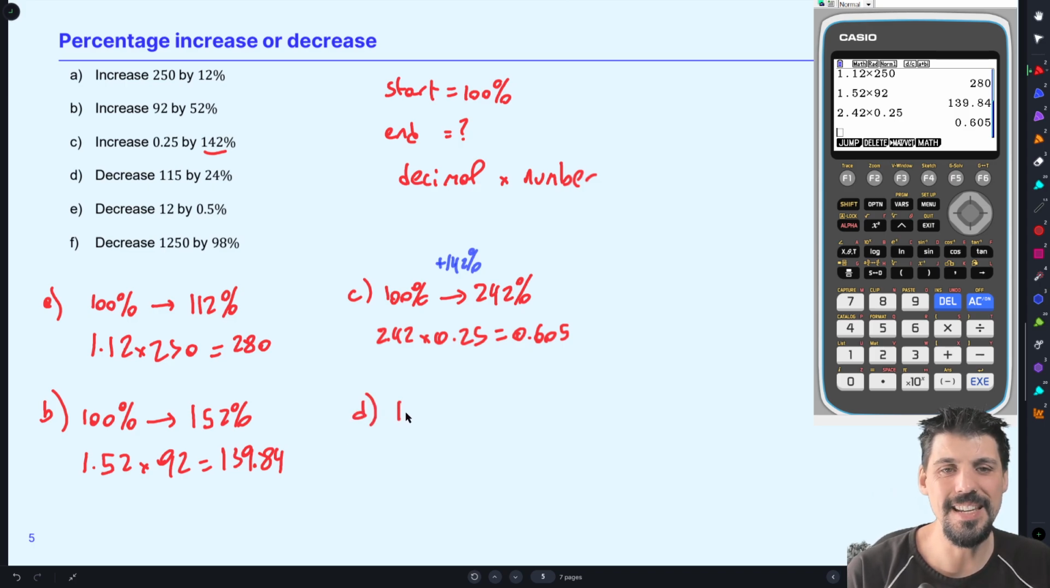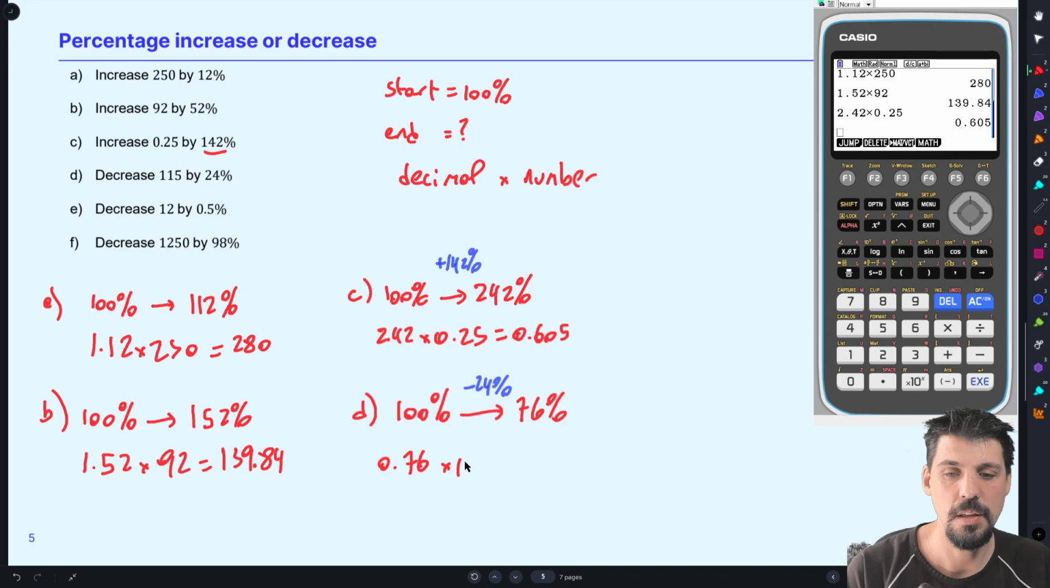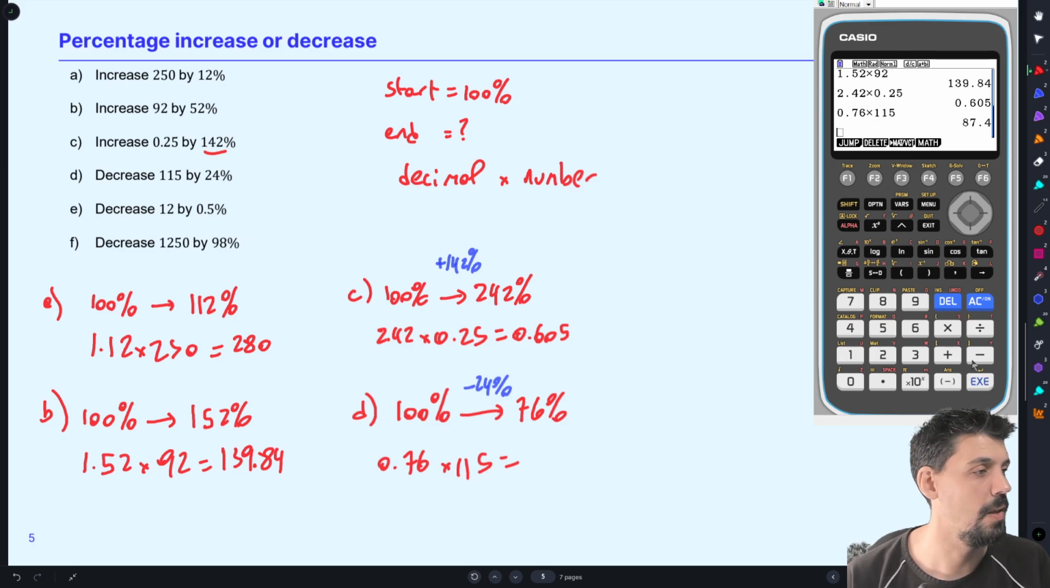Now, if I want to decrease by 24% like in D, I need to lose 24% from my 100%, so I end up with 76%. We have that as a decimal, 0.76, multiply that by 115, to get 87.4. So it's all about being quite systematic here.